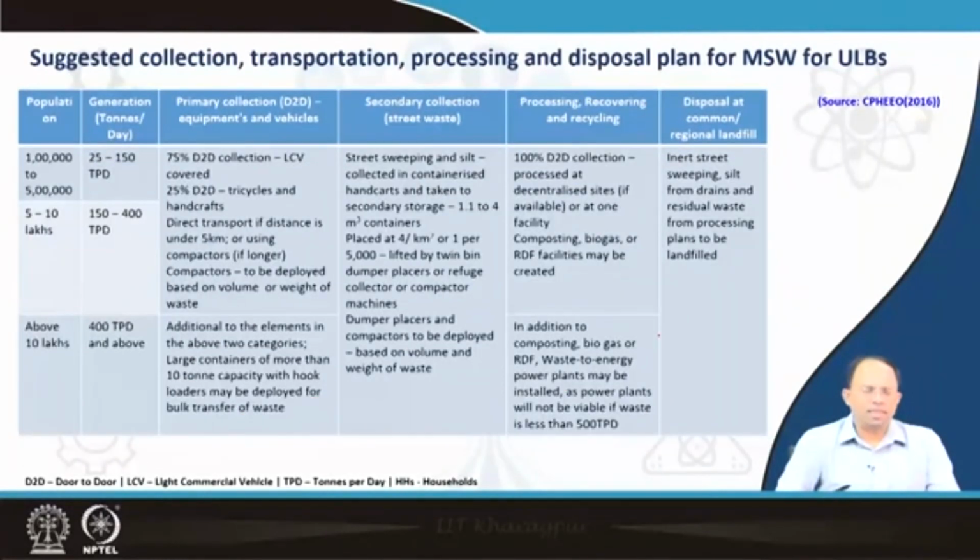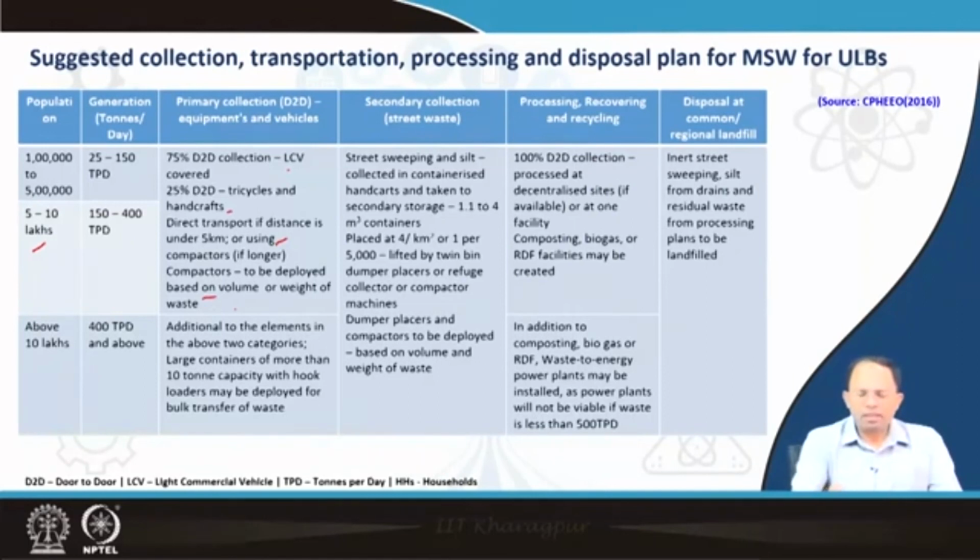Now, if I go to larger cities of 1 to 5 lakhs or even 5 to 10 lakhs, you see that 75% D2D collection is via LCVs, 25% is via tricycles and handcarts, and direct transport if distance is less than 5 kilometers. So here there is an option. Earlier it was direct transport. Here it's not direct transport. If it is less than 5 kilometers, it's direct transport, or using compactors if longer. Compactors could be deployed based on volume or weight of waste, right? So that's how it has been decided.